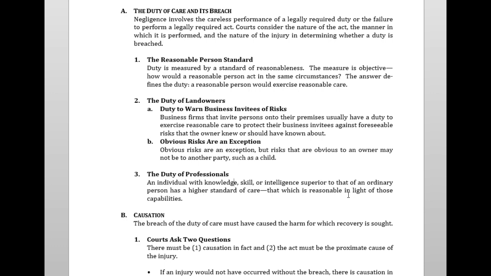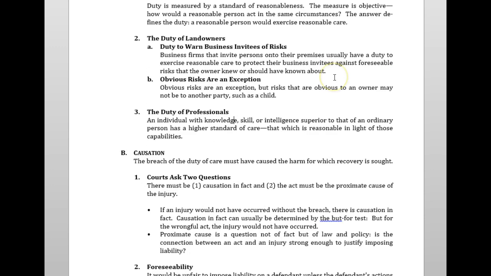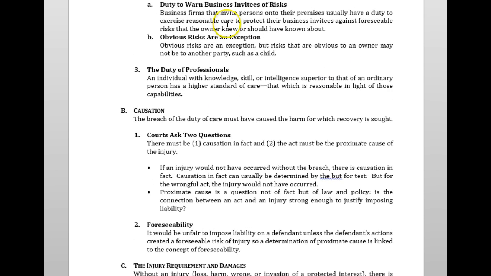If you don't make others aware of that, then that would be a breach of care. Well, the causation, I think we pretty well understand that. If there is a breach, it does cause injury.